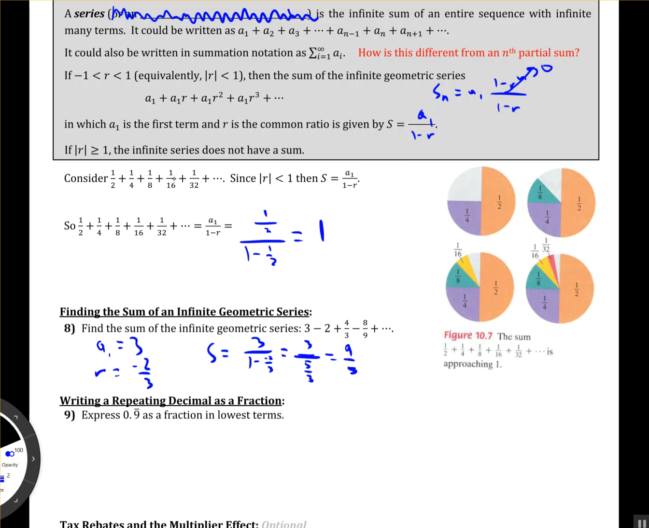And if you want to, add up a bunch of numbers, see what happens. You'll notice it bounces back and forth around 1.8. So it started at 3, and then the second partial sum would be at 1. Then the next one is at 2.3 repeating. It's going to bounce back and forth.